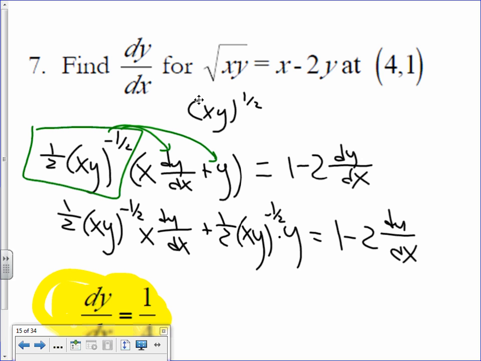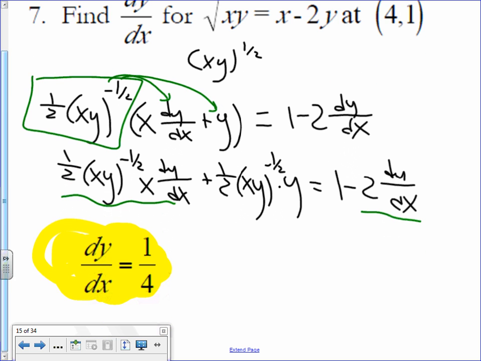You would have to get the dy dx on the left, so this term would be on the left, and this term would be on the left. The other terms are going to be on the right, then you could factor it out and solve for dy dx. And I'll finish it for the video so you'll be able to see it.